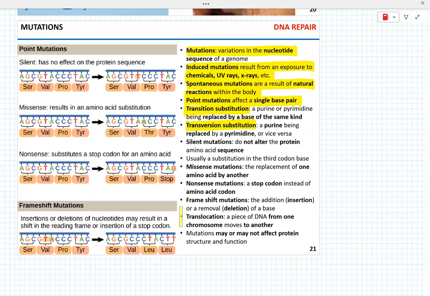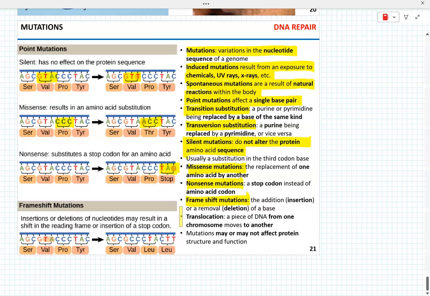Based on the effect on the protein sequence, mutations can be silent. They do not alter the protein amino acid sequence. You can see here, every amino acid is encoded by 3 letters called codons. We're going to talk about them soon. So the codon for the amino acid valine is GTA. The codon for valine is GTT also. So GTA or GTT, at the end of the day, it's still valine. Missense mutations result in the replacement of one amino acid by another. For instance, proline, encoded by CCC, is changed to threonine, encoded by ACC. Nonsense mutations result in the formation of a so-called stop codon that terminates protein synthesis instead of an amino acid.